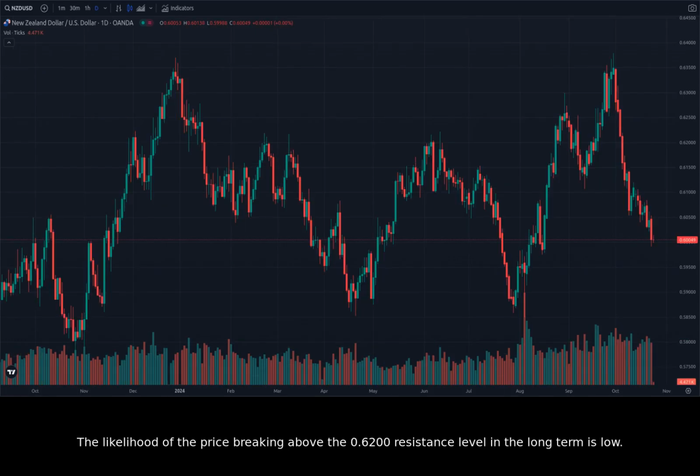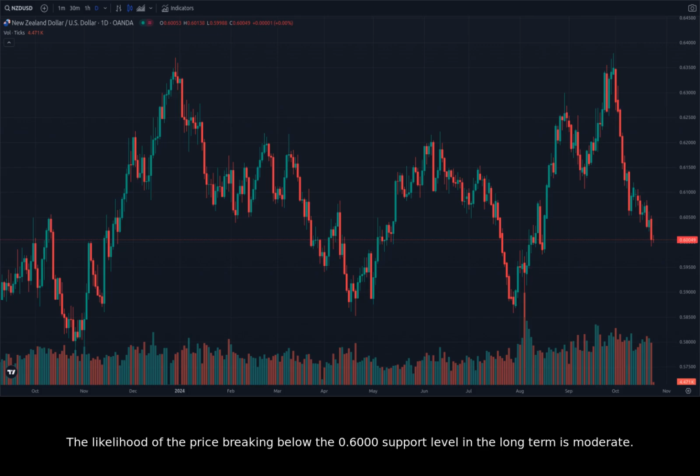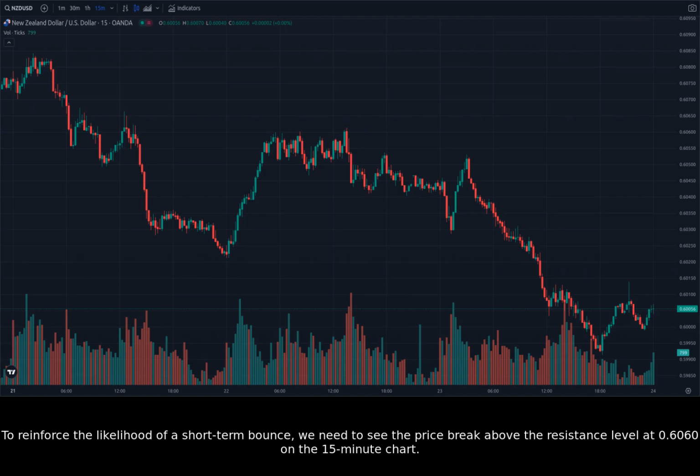The likelihood of the price breaking above the 0.6200 resistance level in the long term is low. This is because the RBNZ's rate cut has significantly weakened the New Zealand dollar, and it's unclear when or if they will reverse course. The likelihood of the price breaking below the 0.6000 support level in the long term is moderate. This is because the US dollar is expected to remain strong in the coming months, as the Fed is unlikely to cut rates.